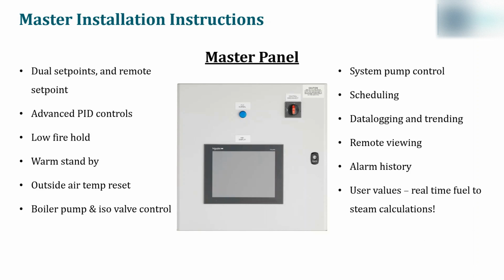Master panel also has something that's called user values. Now, these user values are basically calculations that can be created using any of the Modbus information that we have from the master panel, the analog inputs, the various boilers. And what you can actually do is show things like a real-time fuel to steam calculation right there on the screen. It's extremely powerful, but again, it's one of those more advanced features that we may not have time today to go through in detail.